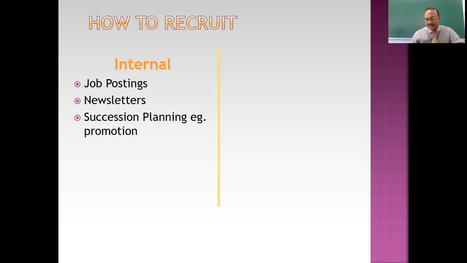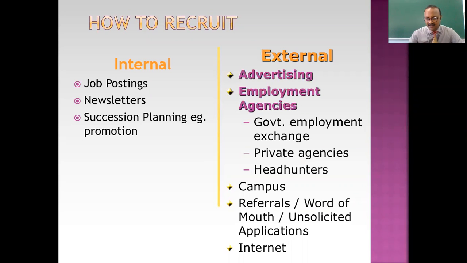So why has that colleague of yours got 2 promotions? Because that organization has followed a policy of succession planning. Whereas in your organization, it is not happening. Right? So we do this. And then we have external sources. So when we realize that we are unable to find anybody suitable for doing the job within the organization, we start looking outside. And as all of you are already familiar, we put out advertisements.